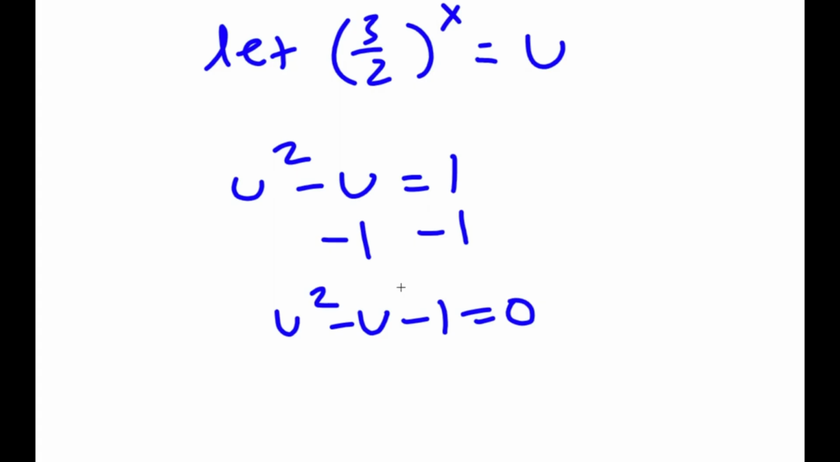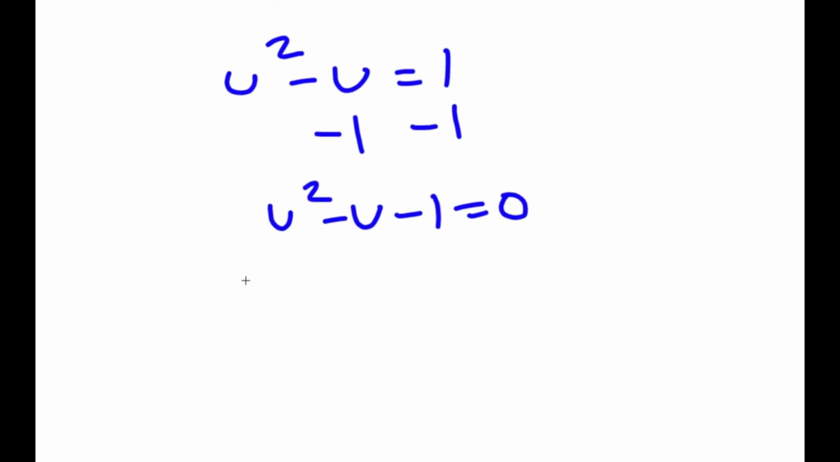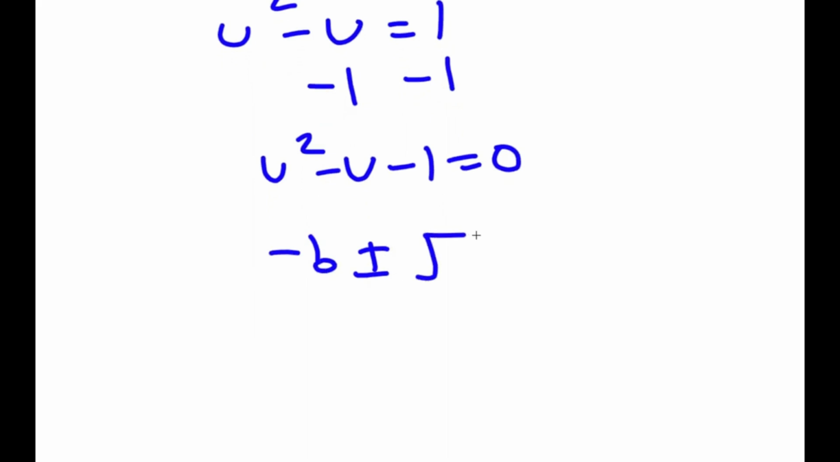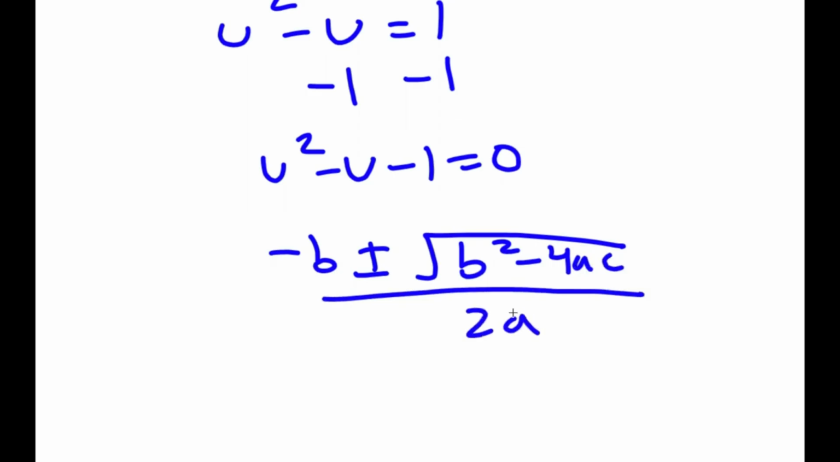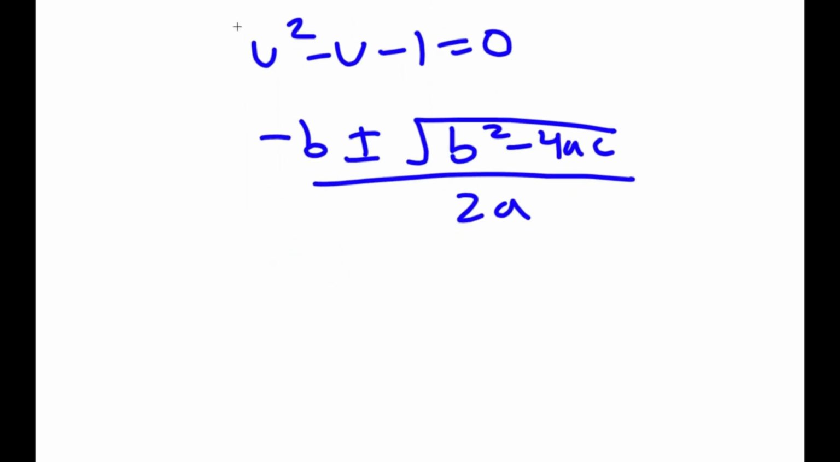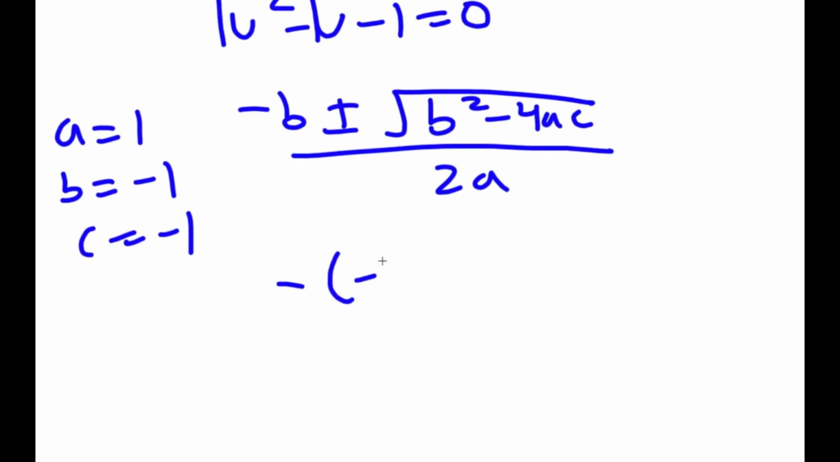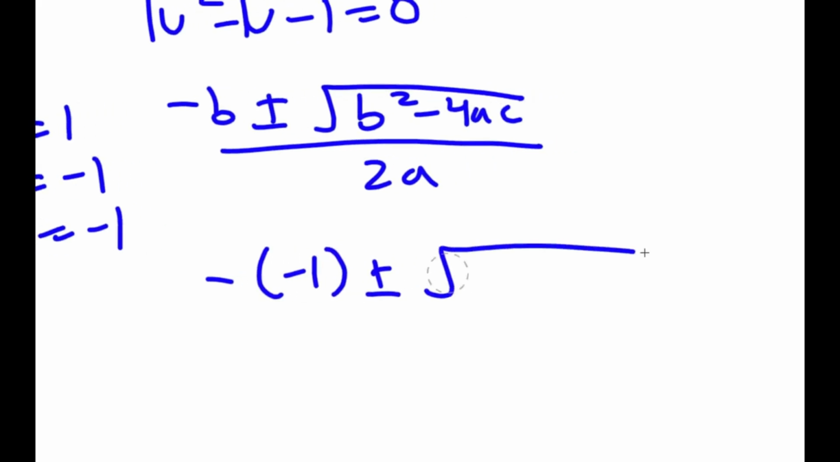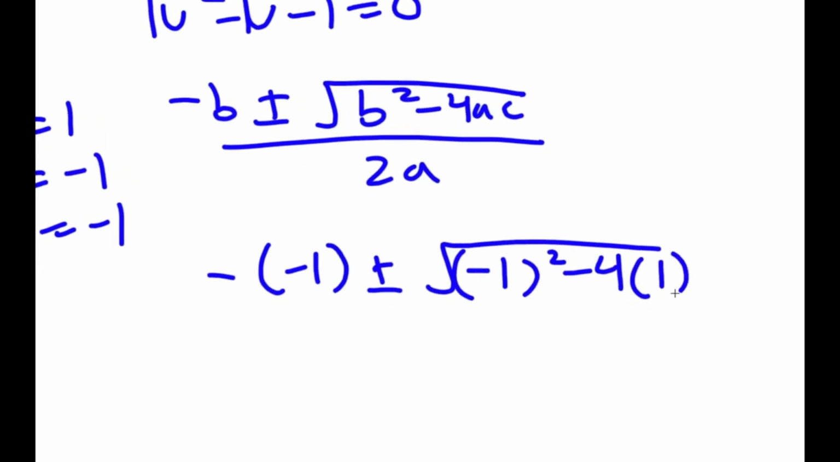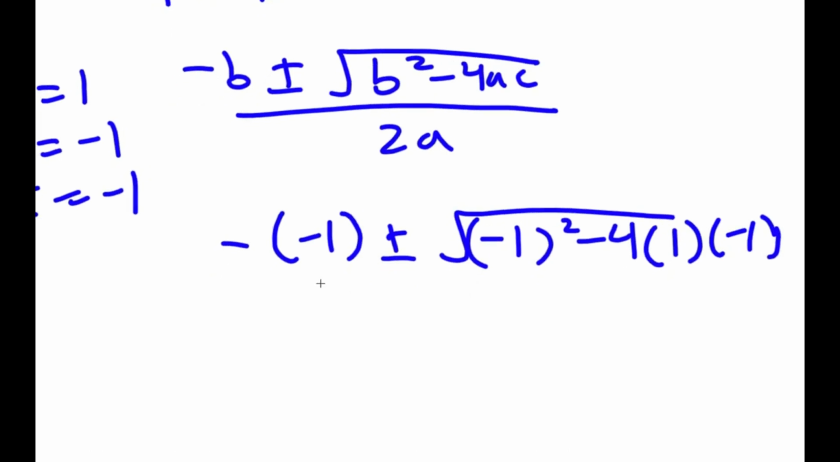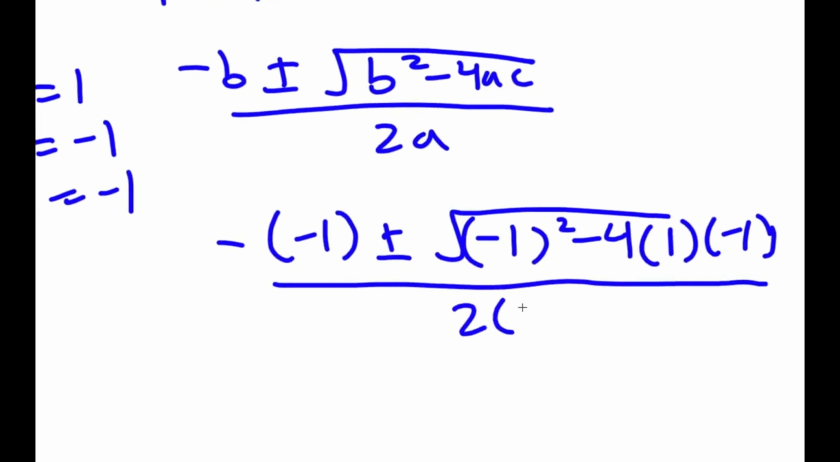So now I have a quadratic equation, and I can go ahead and plug this into the quadratic formula, which is negative b plus or minus the square root of b squared minus 4ac divided by 2a. So in this case, a is equal to 1, b is equal to negative 1, and c is equal to negative 1. If I plug these values in, I have negative 1 plus or minus the square root of negative 1 squared minus 4 times 1 times negative 1, all of this divided by 2 times 1.